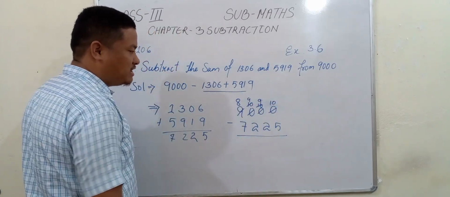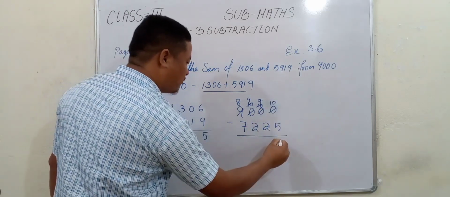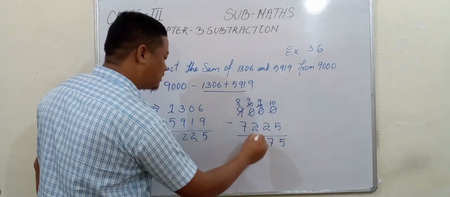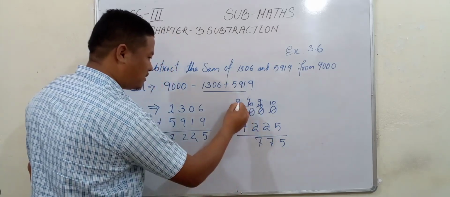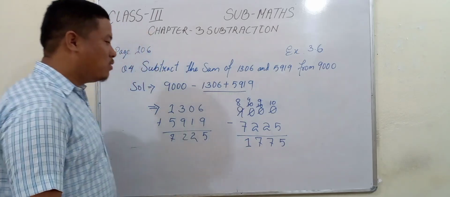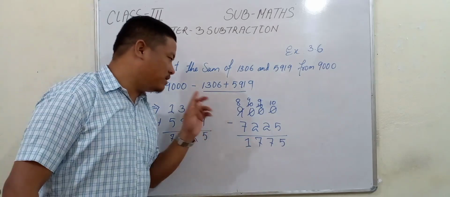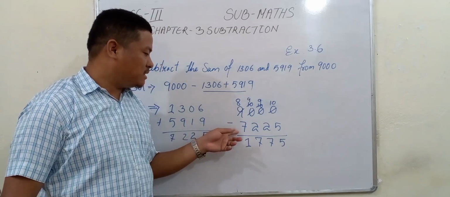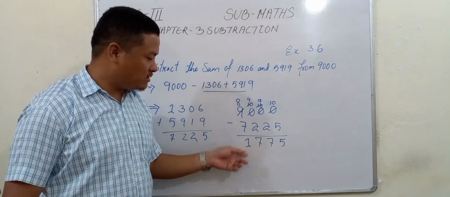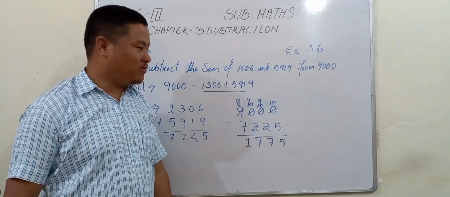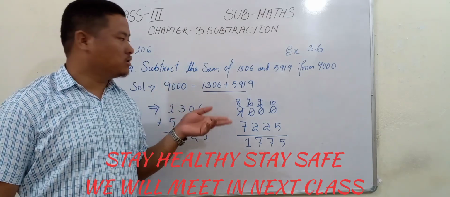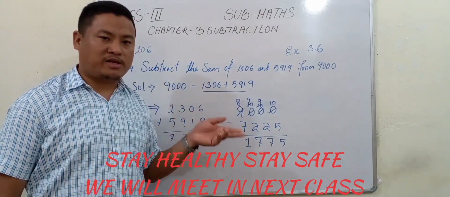Now we can minus easily. 10 minus 5 is 5. 9 minus 2, 7. 9 minus 2, 7. 8 minus 7, 1. Now we have the difference of these two numbers. 9,000 minus 7,225. We have difference 1,775. So in this way you have to solve question number 5 also. So question number 5 also you have to practice at home.